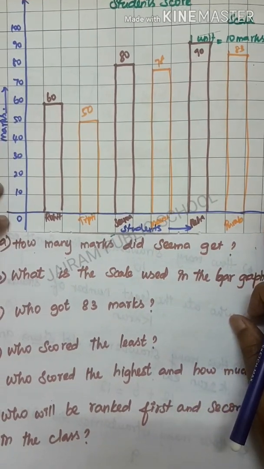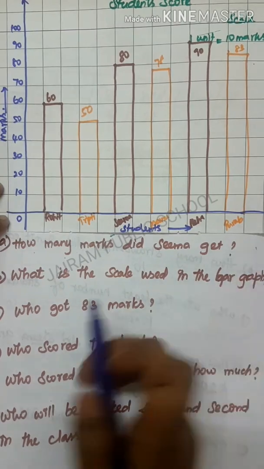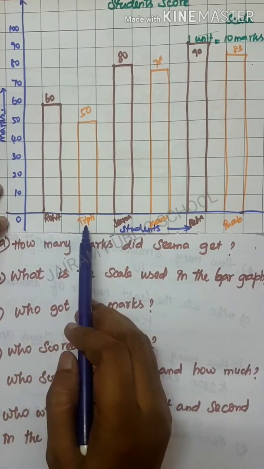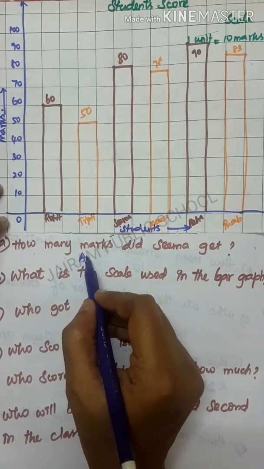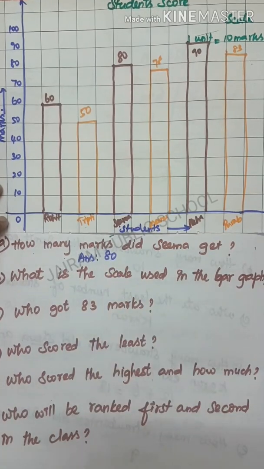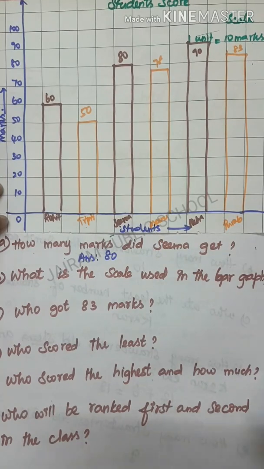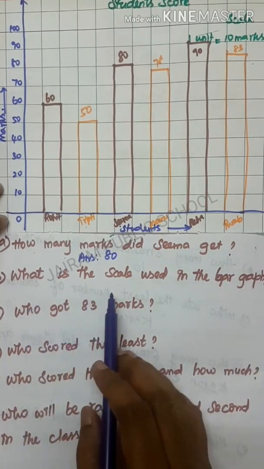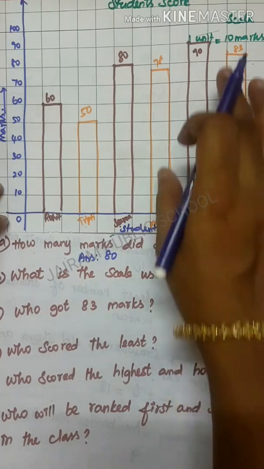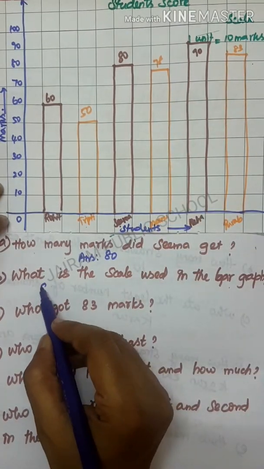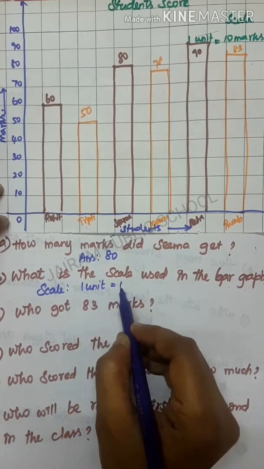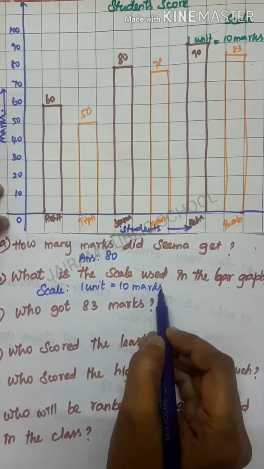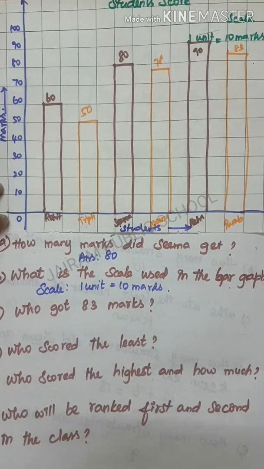First question, how many marks did Seema get? Look at the bar graph. This is Rohit, Tripti, Seema. So how many marks did she get? 80 marks. So your answer is 80. Is it easy to understand? Yes, it's very easy. Using the bar graph, we are going to answer. What is the scale used in the bar graph? So clearly they have given the scale. So 1 unit is equal to 10 marks. Yes, we answered the second question.